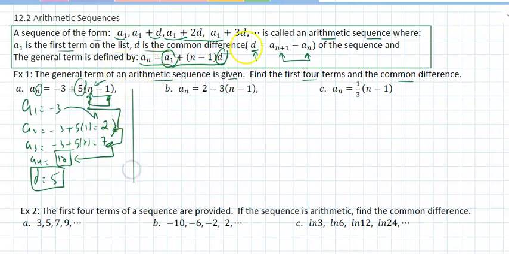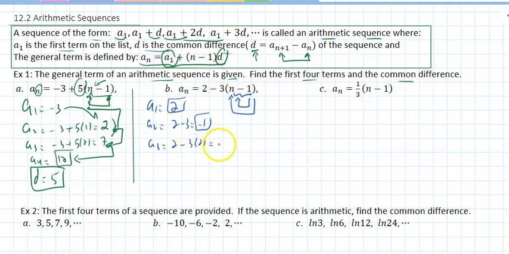So looking at B, same deal. A sub 1, put a 1 in there, that's a 0. So that's 2 minus 0, which is 2. The second term, 2 minus 1 is 1, so that's 2 minus 3, which is a negative 1. A sub 3 would be 2 minus, put a 3 in there, 3 minus 1 is 2, that will be 2 minus 6, which is a negative 4. And you could tell what you did, you added a negative 3 to each of those. So a sub 4 would be a negative 7, and the common difference would be any term, say the second minus the first, which is a negative 3.